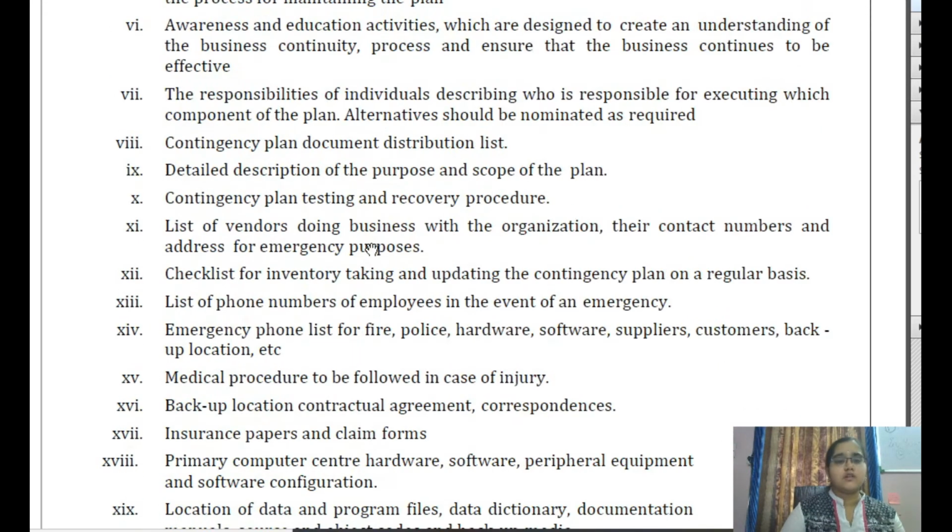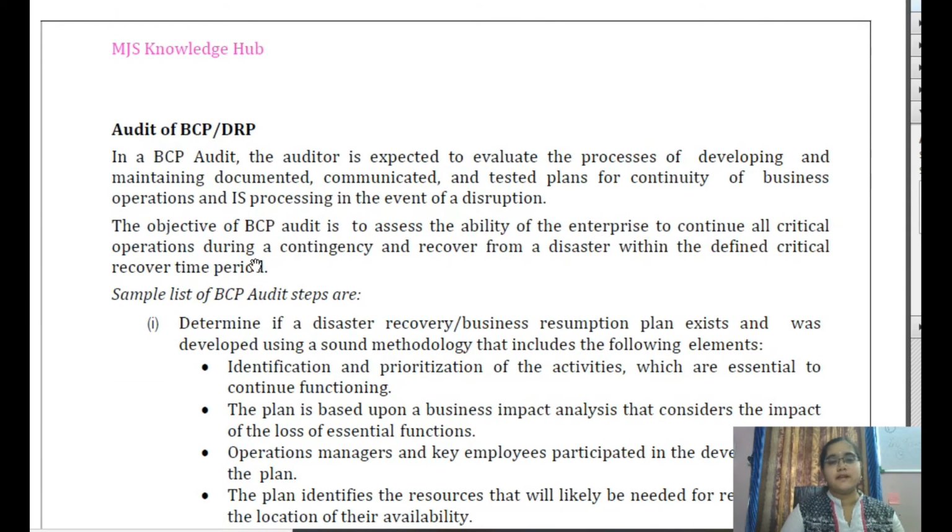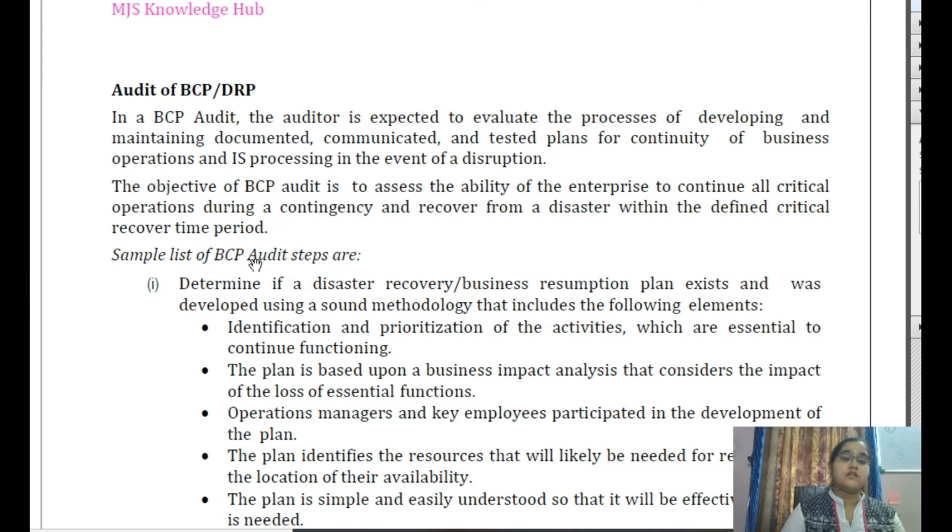Now there is another short thing which, as an auditor, we need to see, that is the audit of BCP and DRP. What is the auditor going to see in an audit, and what will be his role in the BCP and DRP implementation? So now let us look into the audit of BCP and DRP.